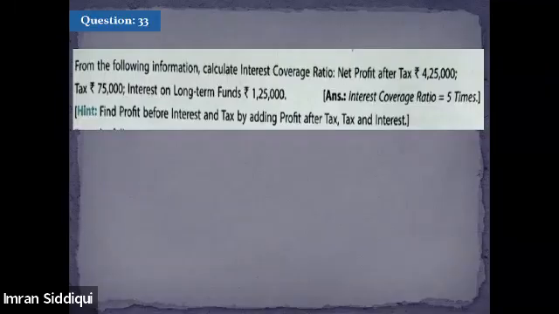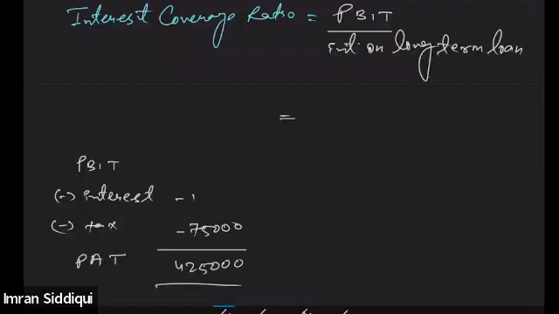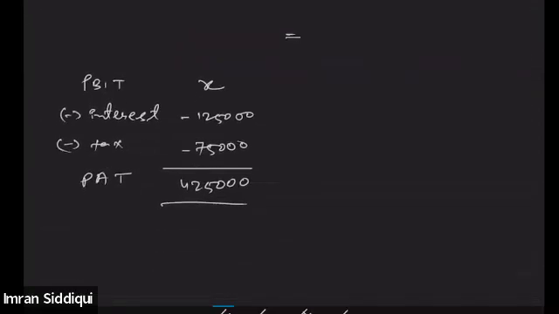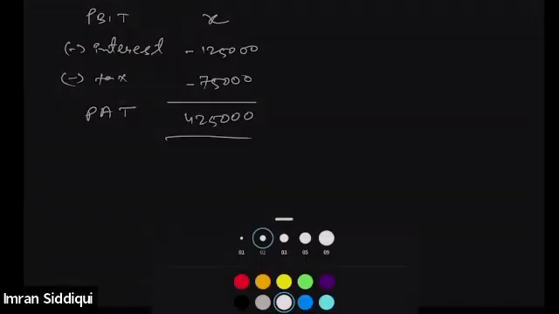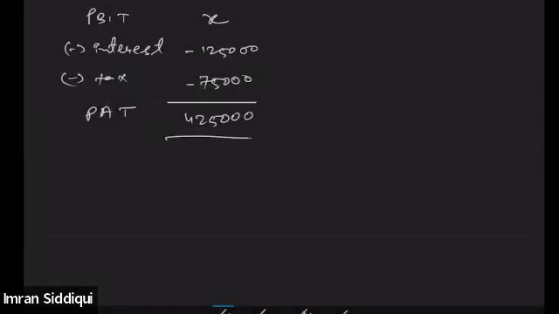Then the amount of interest is also there. Interest on long-term debt is given as 1,25,000. But the profit before interest and tax is missing. So the missing value we can presume it as X, right? So taking it as X, now we can make an equation out of it, and we can obviously find out the value of X. That will be X minus 1,25,000 minus 75,000. It should be equal to 4,25,000.